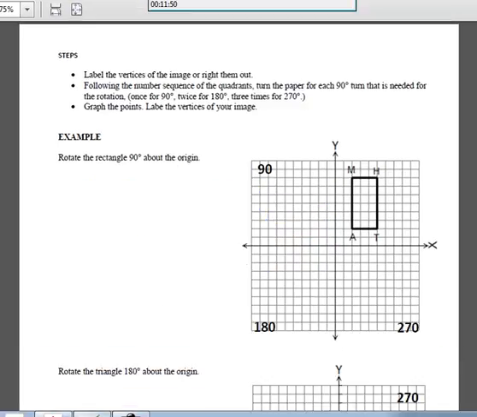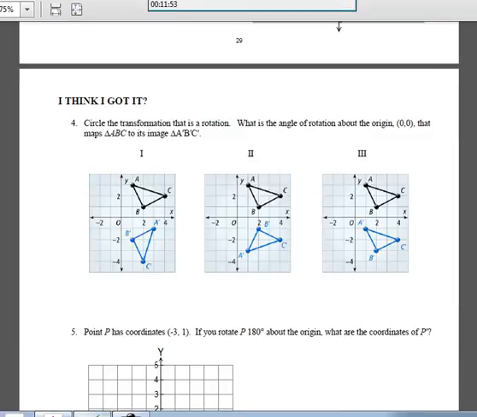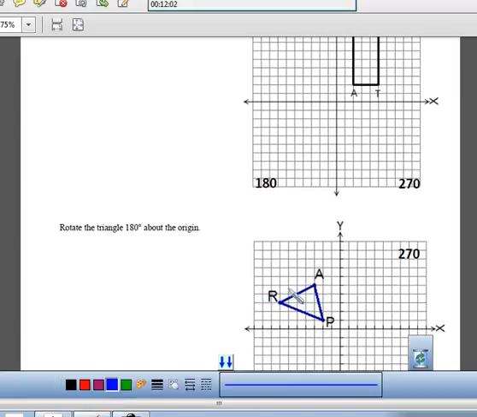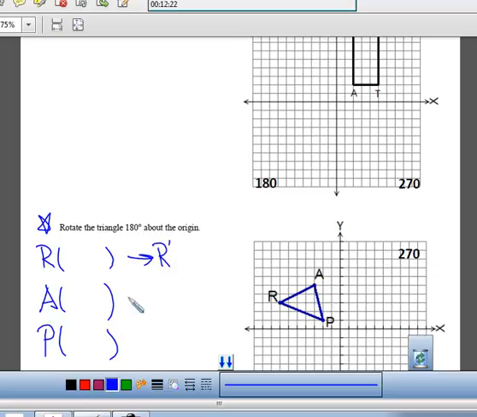Alright, I'm going to ask you to do something a little difficult. Well, sort of. This is an easy rotation. It's 180 degrees, so basically turn your paper upside down. You have, let's do RAP. So, at the very least, write down the coordinates of these 3 points. If you think you've got it, I want you to try doing the rotation and come up with the points for R prime, A prime, and P prime on your own and graph them. Alright? And we'll see how many of you can figure this out.